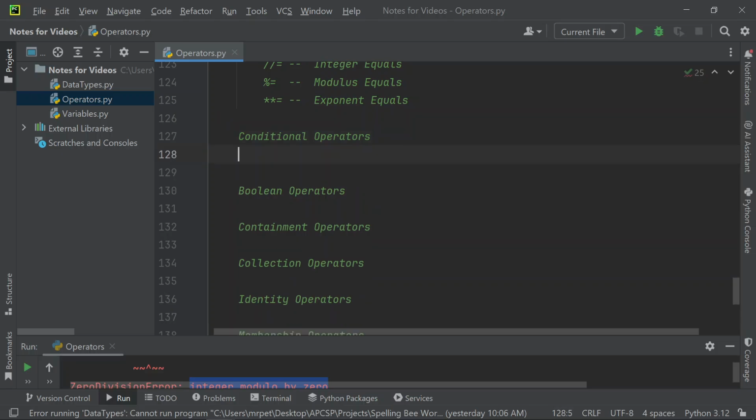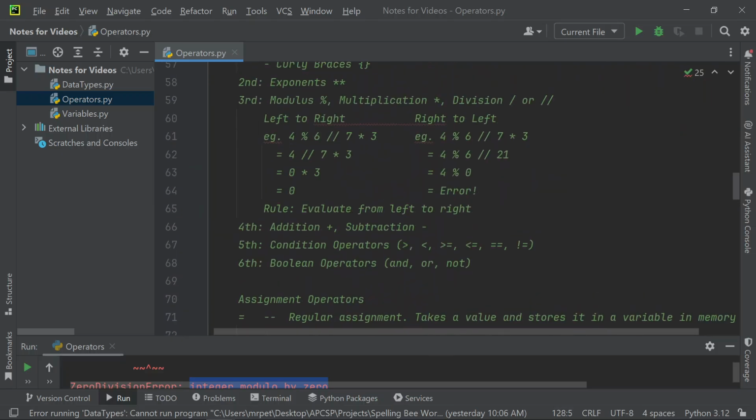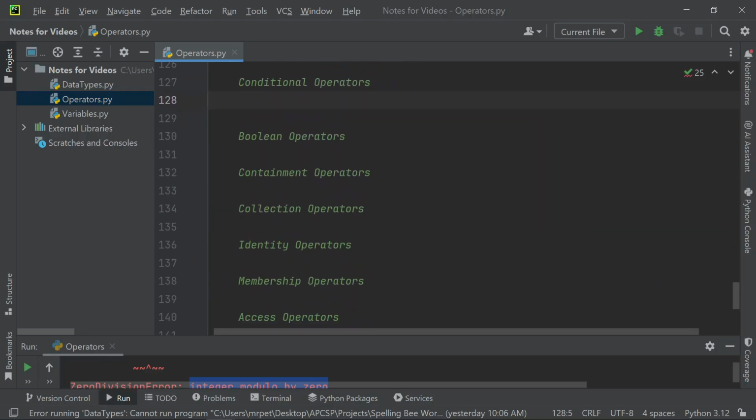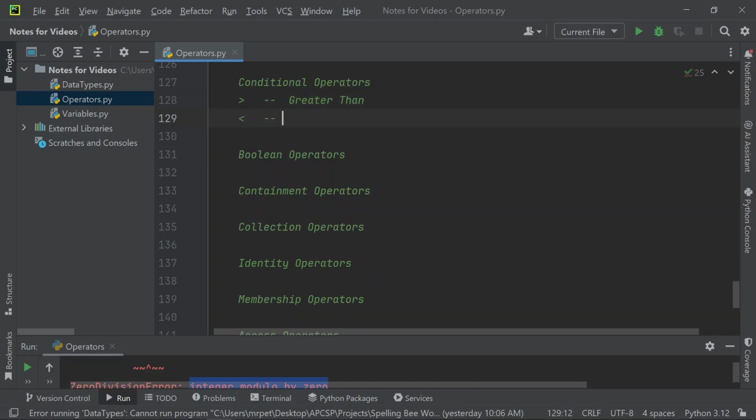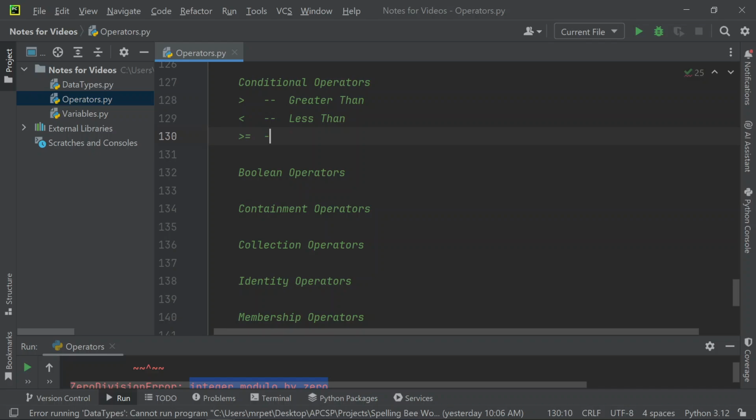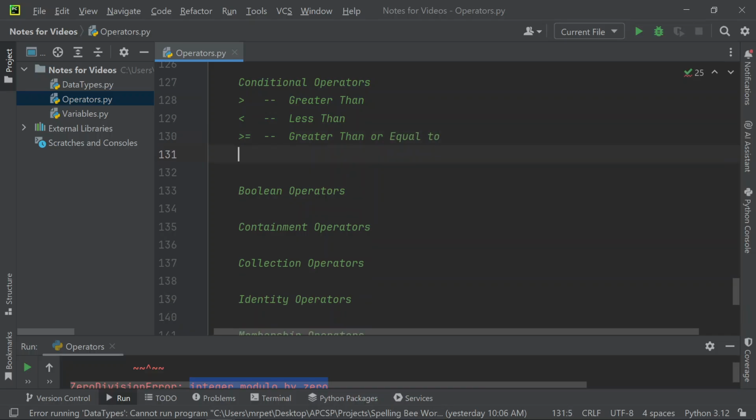What about our conditional operators? Our conditional operators, we listed them up here. So let's write them out again. This is greater than symbol. I always get it mixed up if this is called the greater than or less than symbol. But I think this is greater than. This would be less than. Totally could be wrong here. This is greater than or equal to. We got less than or equal to.